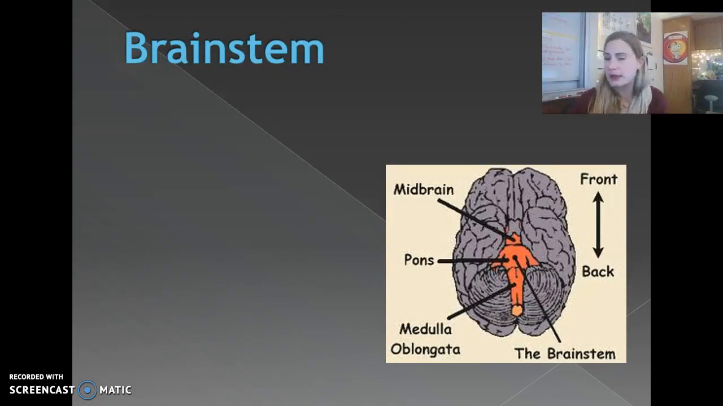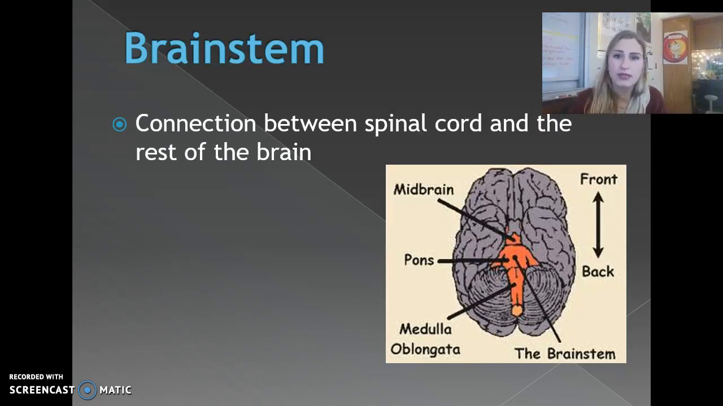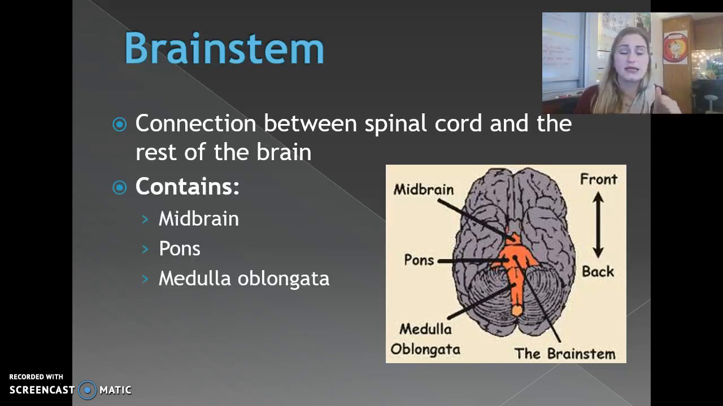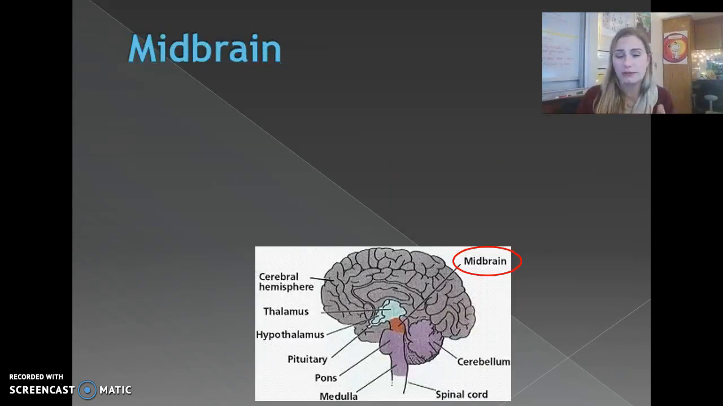Your brainstem, this is going to be the last thing I lecture before I put up another video. The brainstem, this is going to be the connection between the spinal cord and the rest of the brain. You do need to know this for your test. Contains midbrain, the pons, and medulla oblongata. So I'm going to go ahead and stop here. I'm going to pick up on another video when I'm going to lecture through the midbrain, pons, medulla oblongata, cerebellum, and everything else.